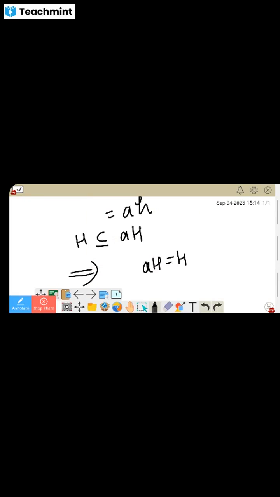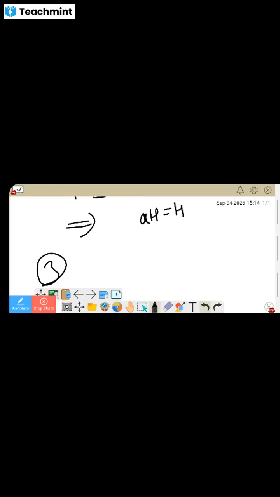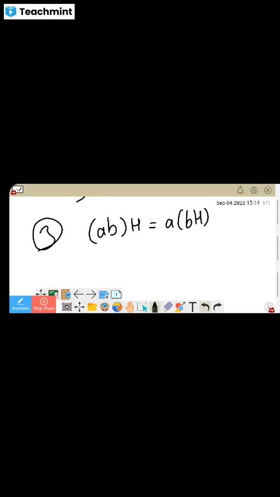So now let's do the next property. A into B into H is equal to AB into H, and H into AB is equal to HA into B. We need to do it.